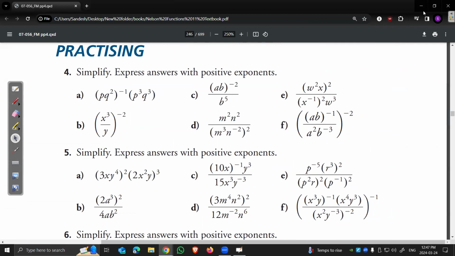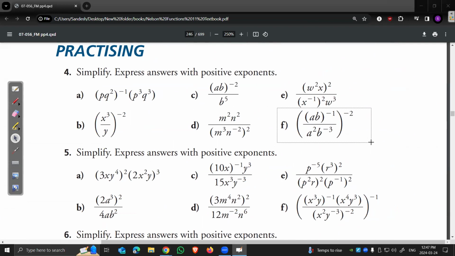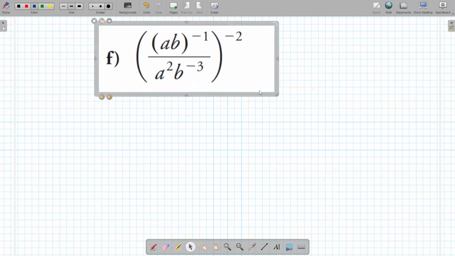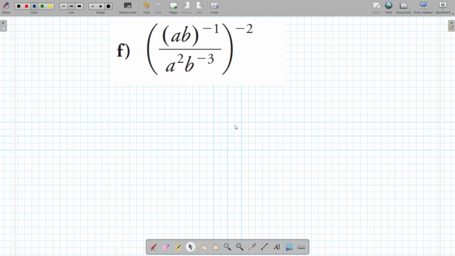Let's look for nasty ones. Gonna start with this one. Again, the goal is to simplify. Simplify just means you can only have one base for each letter. So here we have two a's and two b's. We can only have one of each. So let's figure out a way to simplify this. What would you do? What's the first step?